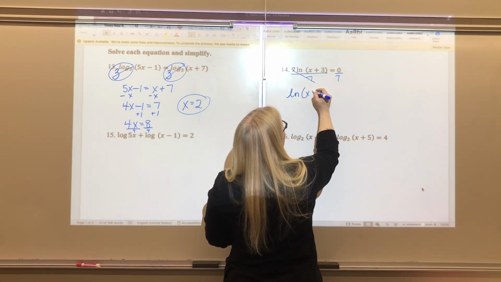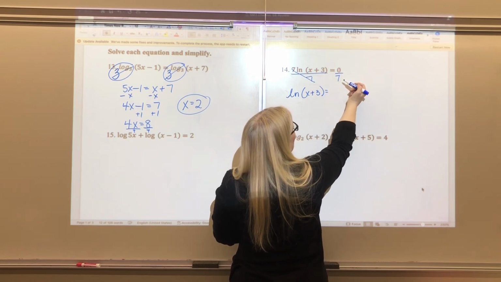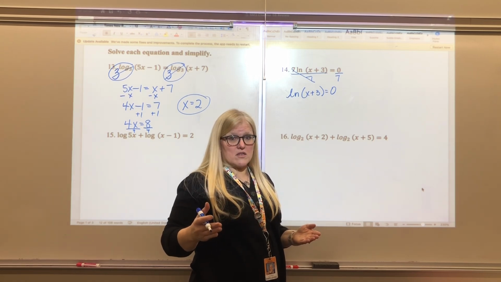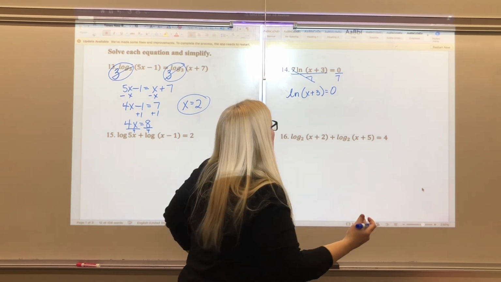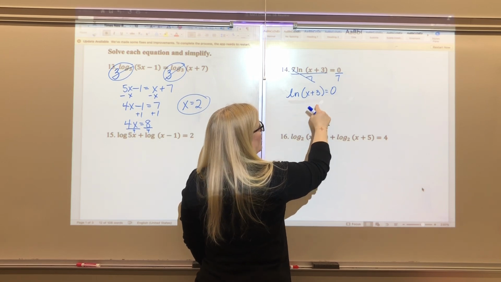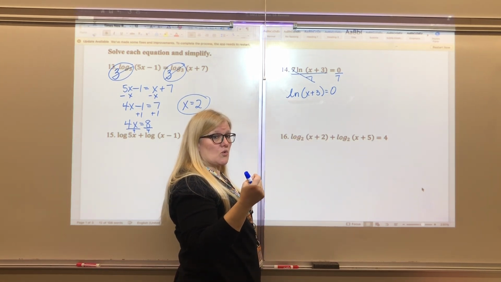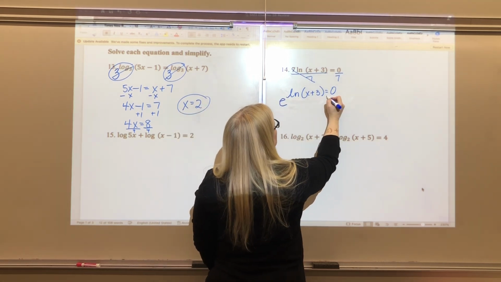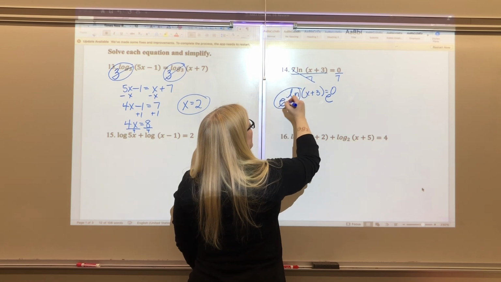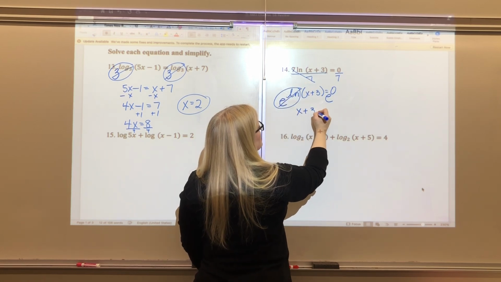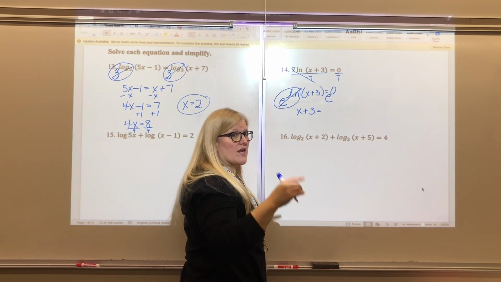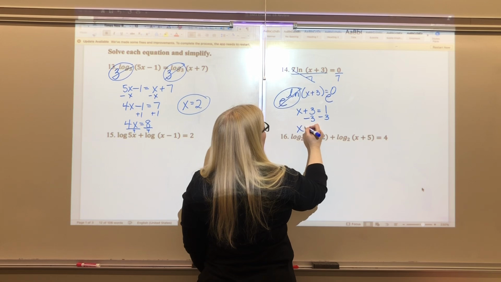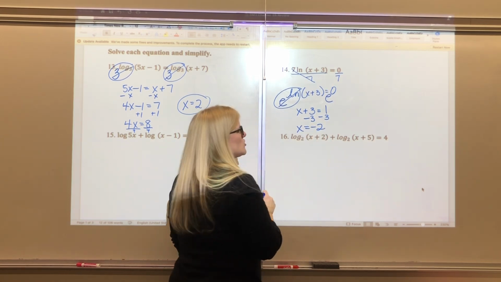Natural log of x plus 3 equals 0. 0 divided by 7 is 0. If I have 0 things and I divide it into 7 parts, I still have 0 things. Okay? Now, again, I have a natural log. I need to use an exponent to undo it. And what undoes a natural log? E. So now this gets canceled out. X plus 3 equals anything to the 0 power is 1. Subtract 3, x equals negative 2.